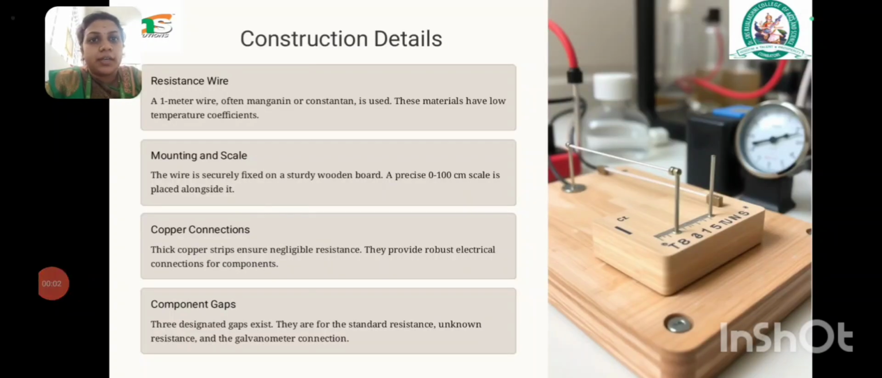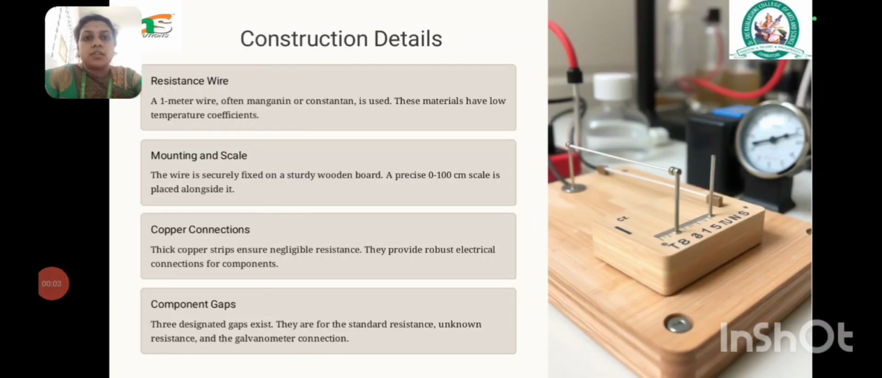Next, construction details. The first is the resistance wire, then mounting and scales, then copper connections and component gaps. The resistance wire is uniform. The devices required to find the unknown resistance with the meter bridge are a galvanometer, meter bridge, resistance box and jockey, and then connections, wires and a screw gauge. So these are all the components of the meter bridge.